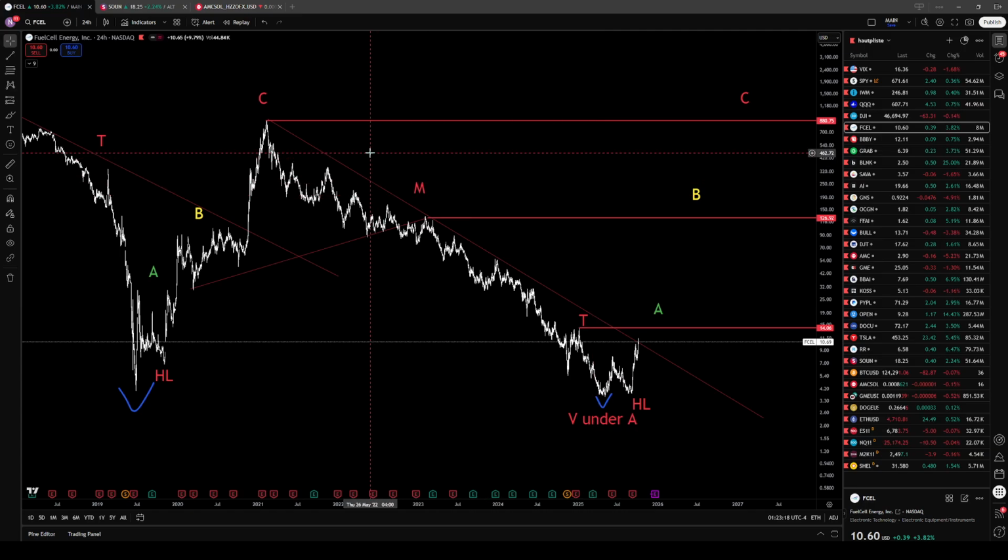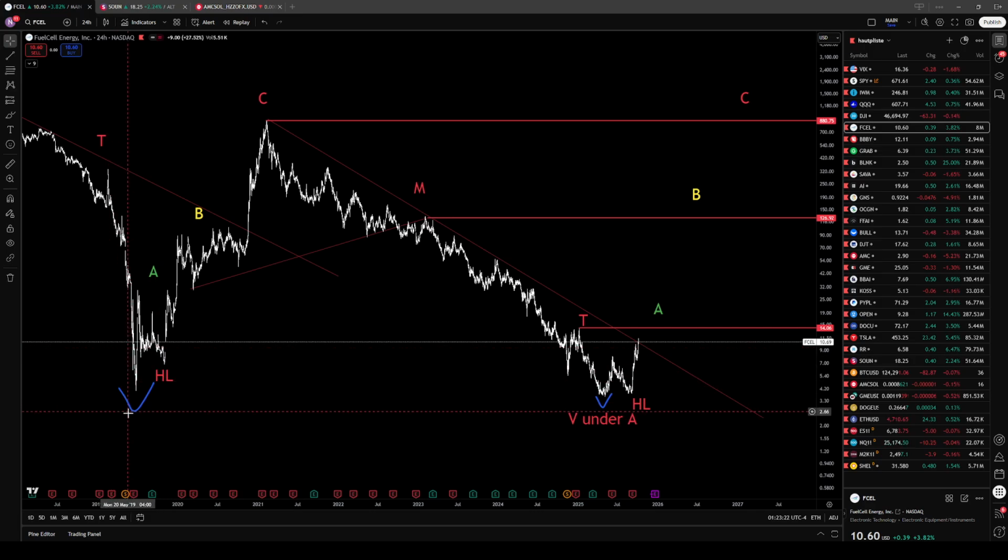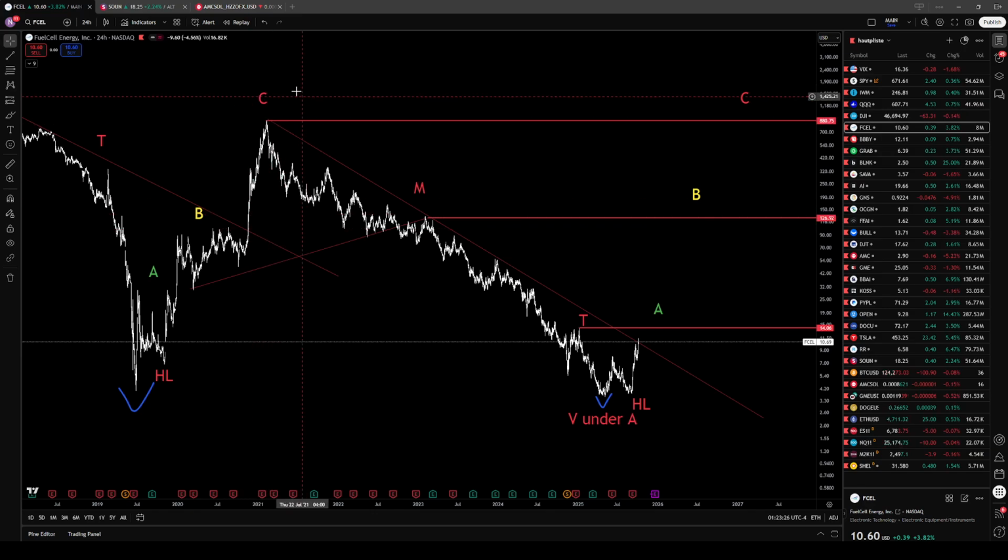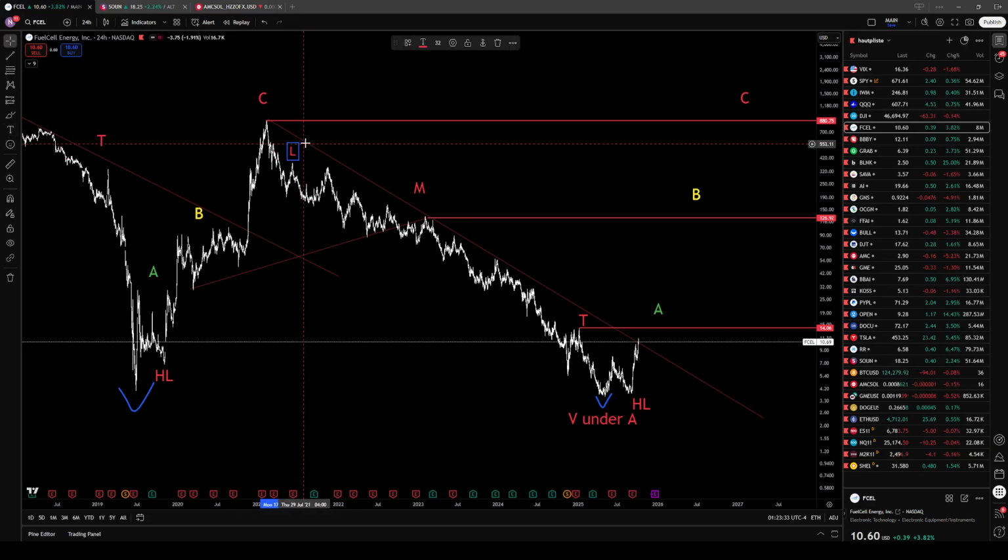So for the overall thing, this is our V, high low, ABC. This is our top. In here, I think I can add this now. This was our lower high.